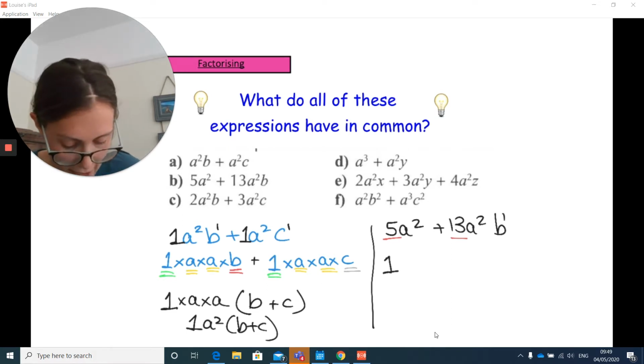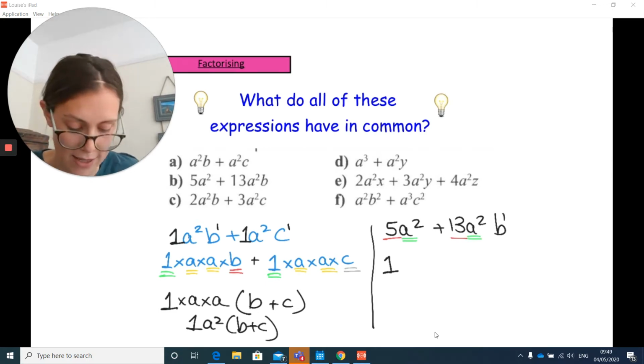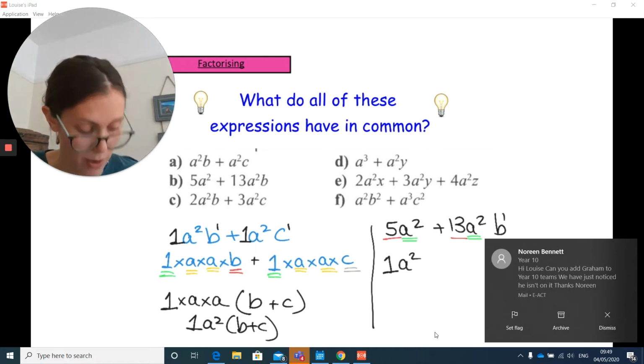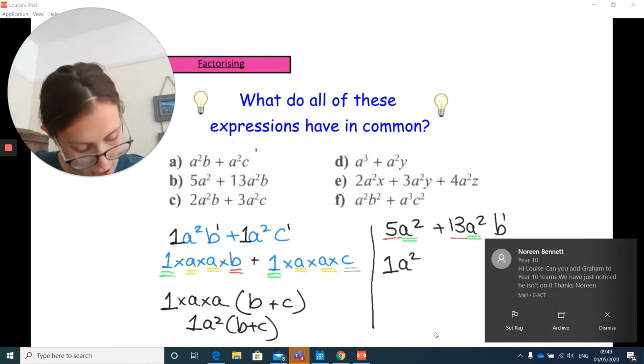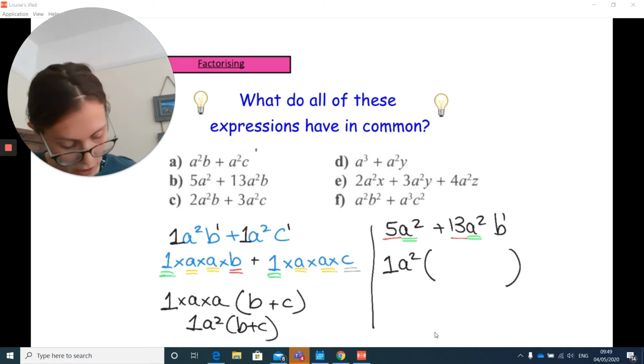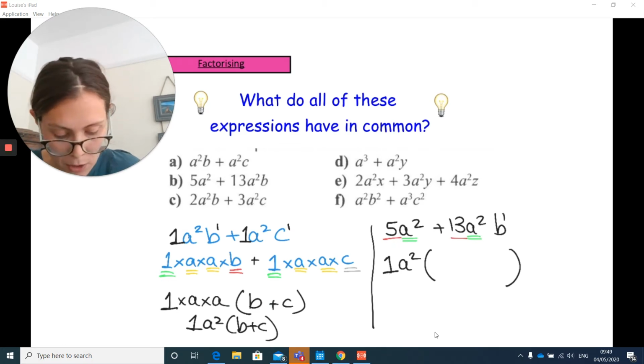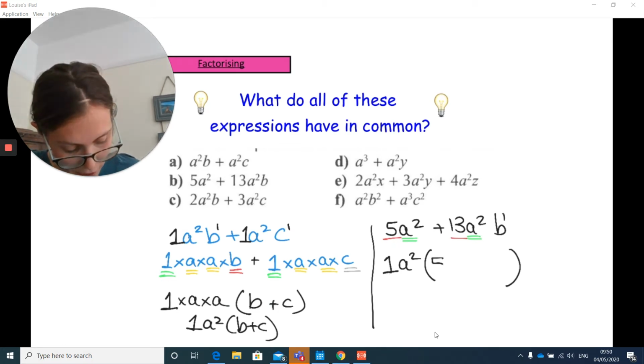And then you're going to look at this A squared and this A squared, and you take out the smallest power. So out of A squared and A squared, because they're the same, you're going to take out an A squared. And then when I open these brackets, I then do my division. So I think, okay, number divided by number, so 5 divided by 1. Well, 5 divided by 1 is still 5.